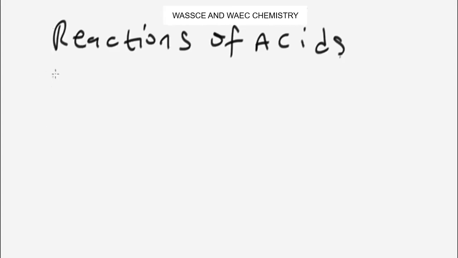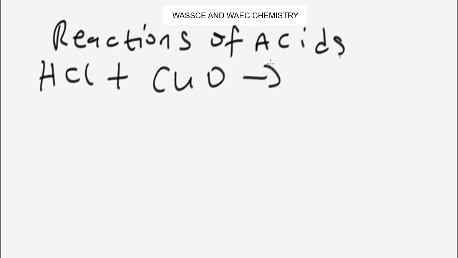Now let's look at a typical example. Let's say that hydrochloric acid is reacting with copper oxide. This reaction will produce copper chloride plus water. Okay, so this will be the output.